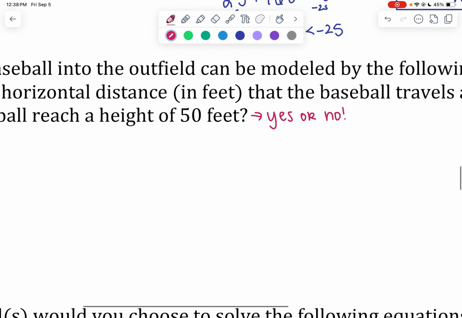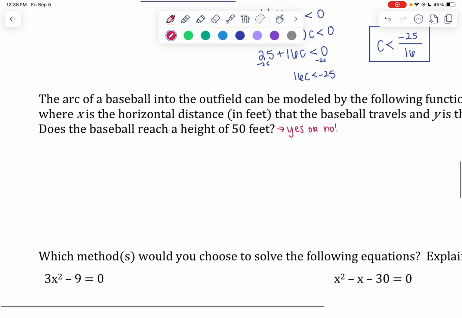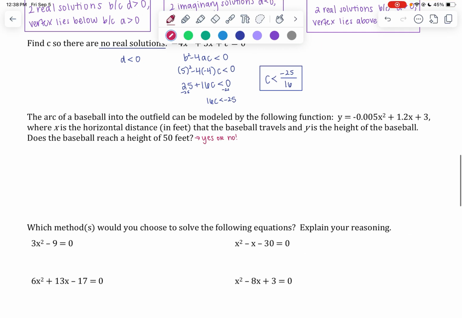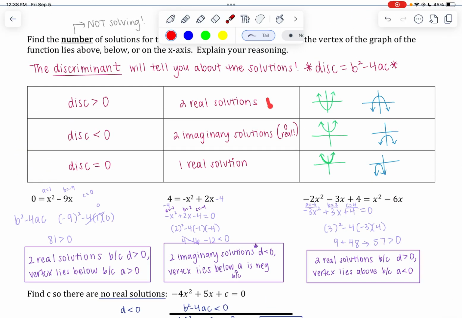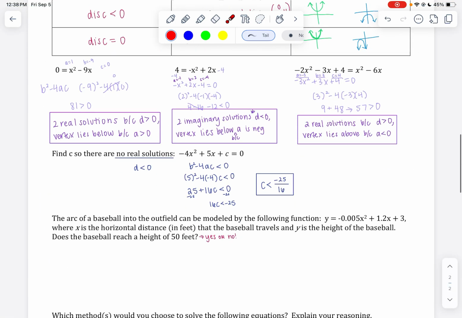Okay, which means that this either is going to work or this is not going to work. And this goes back to the discriminant. I don't have to solve this entire problem. I just need to know if it's going to work or if it's not going to work. I need to know if I have 2 real solutions or if I have no real solutions at all, because this is a baseball going into an outfield. If I'm getting imaginary numbers, that baseball is in some weird imaginary realm and this ain't working, okay?